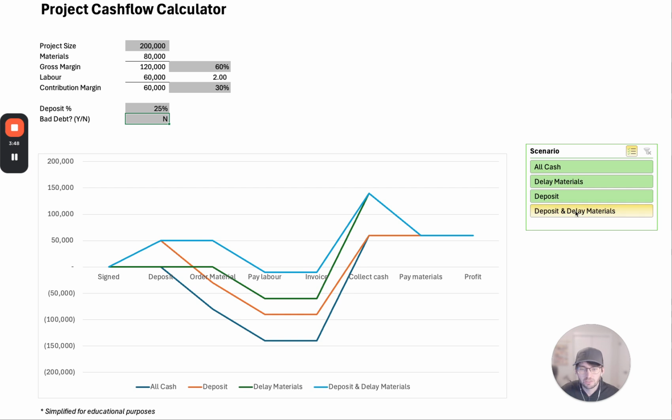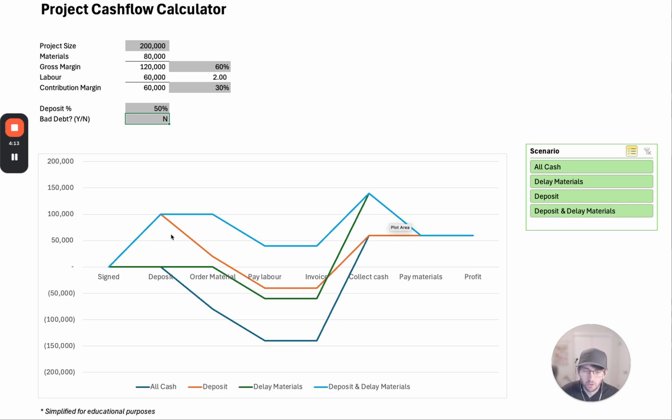So let's look at the final scenario here. We have deposit and delay materials. So we collect the deposit, order the materials, pay the labor. Once it all goes through, we're really only in a small amount of money out. And so here, there's not that much risk. And then we collect the money, go through. Now, if we collected a 50% deposit on this one, in this 4th scenario, we are never out cash.